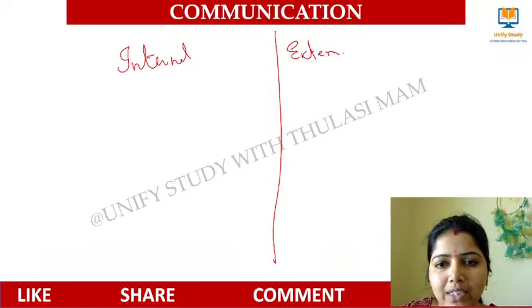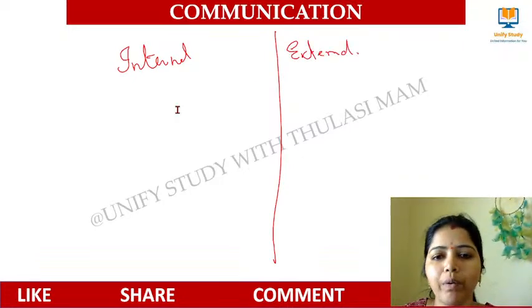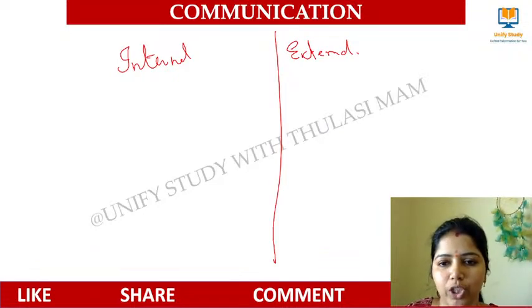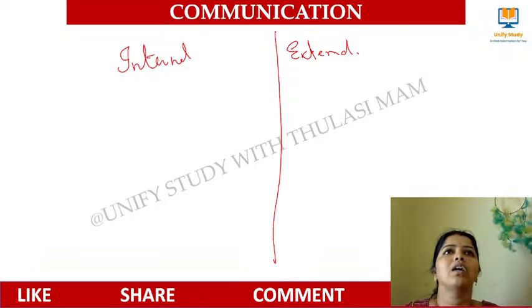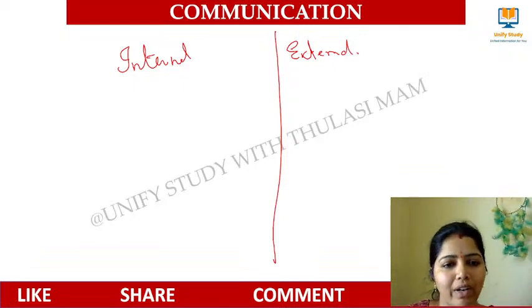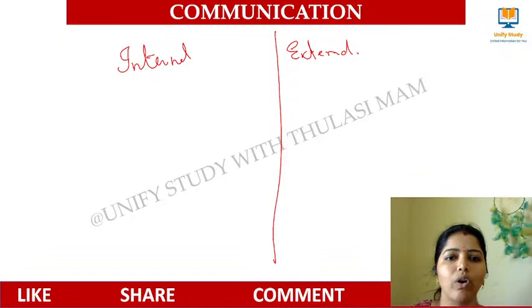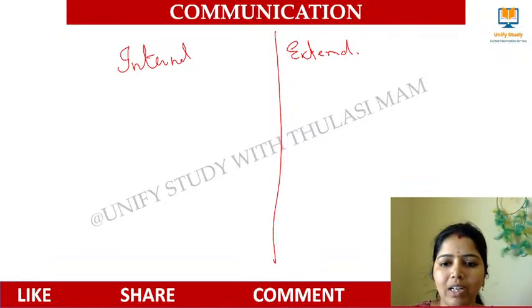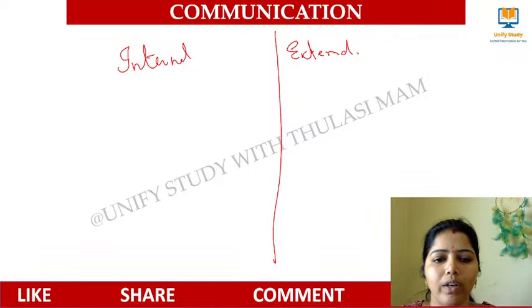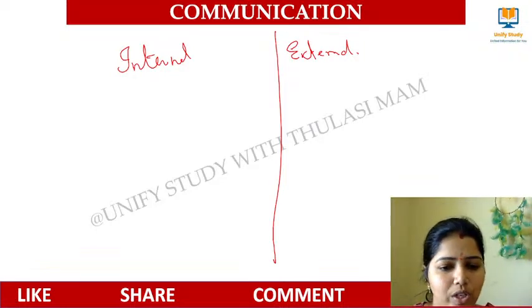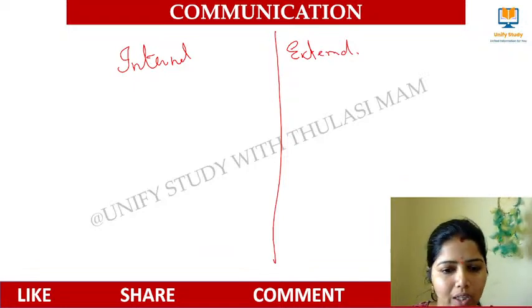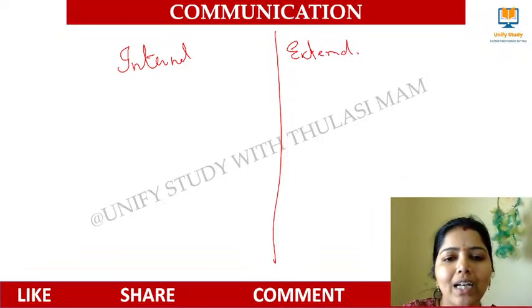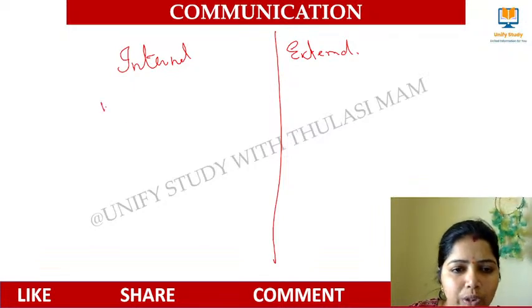We have external and internal communication. What do you mean by external communication and internal communication? Internal communication is, for example, if a notice is given in an institution or an organization, we call it internal communication. Whenever we send emails within it, that is also internal communication. Internal communication takes place within an organization.